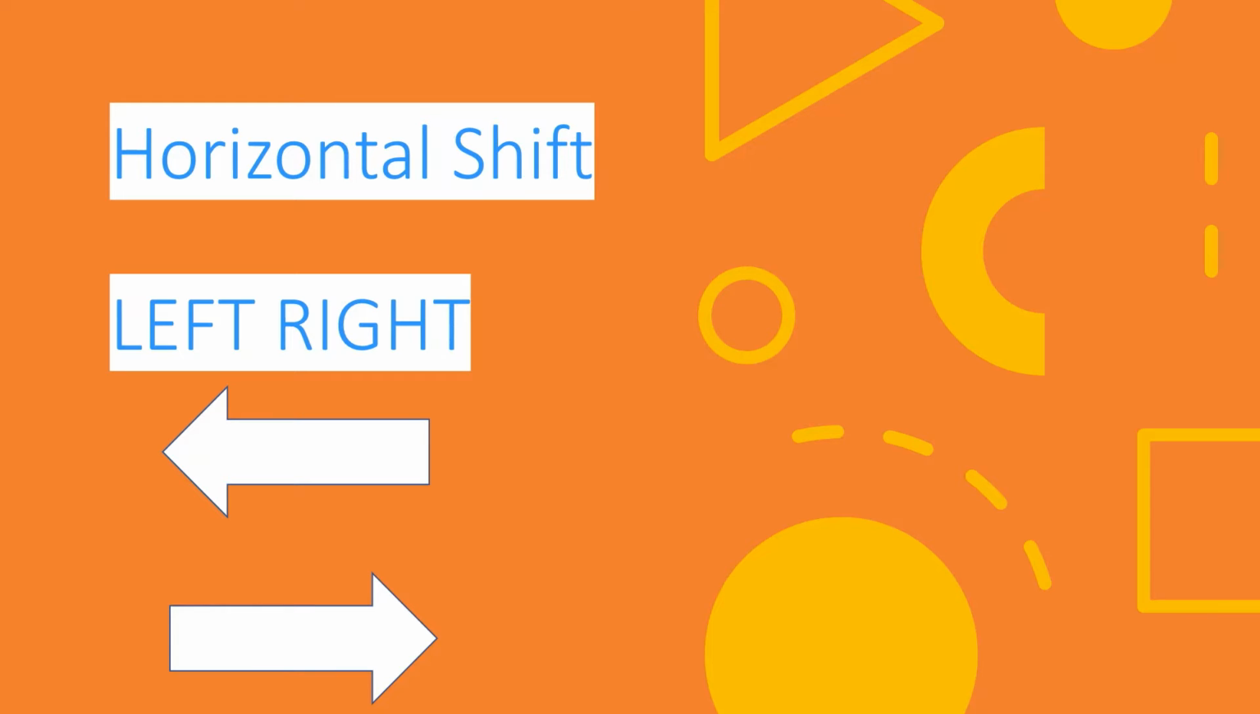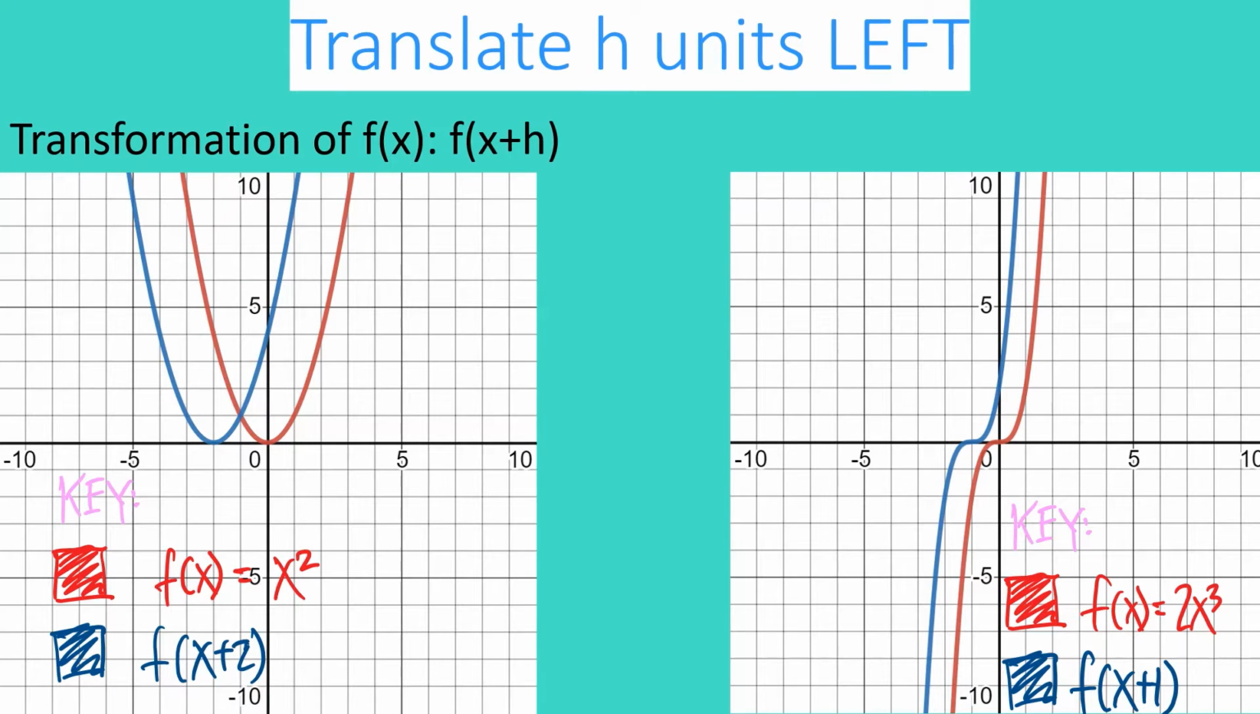Let's talk about horizontal shift, which means moving left or right. Translate h units left. The transformation of f of x will be f(x plus h). I've shown 2 examples here and we will go over them. In the first graph, we have f of x equals x squared and f(x plus 2). Since there's a plus 2 here, that means that we are translating the function 2 units left.